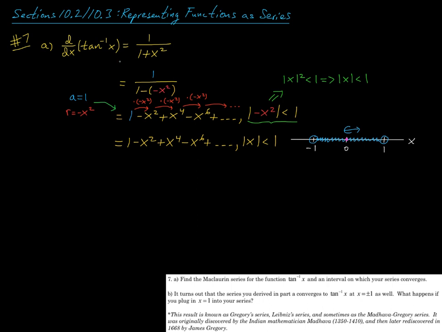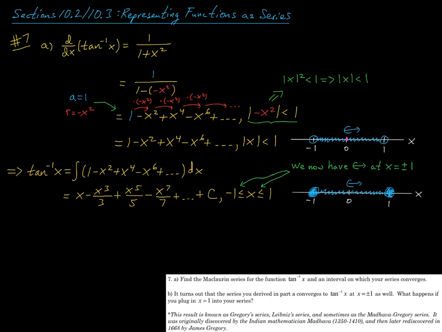All right, cool. So now just like the last example, if we want a series representation for the arctangent of x, I want to undo this derivative. And so I'm going to integrate term by term. Okay, so the arctangent of x will be the integral of this series. So integrating term by term will give us x minus x cubed over 3 plus x to the fifth over 5 minus x to the 7 over 7, so on and so forth. And here I've included my constant of integration, my plus c.